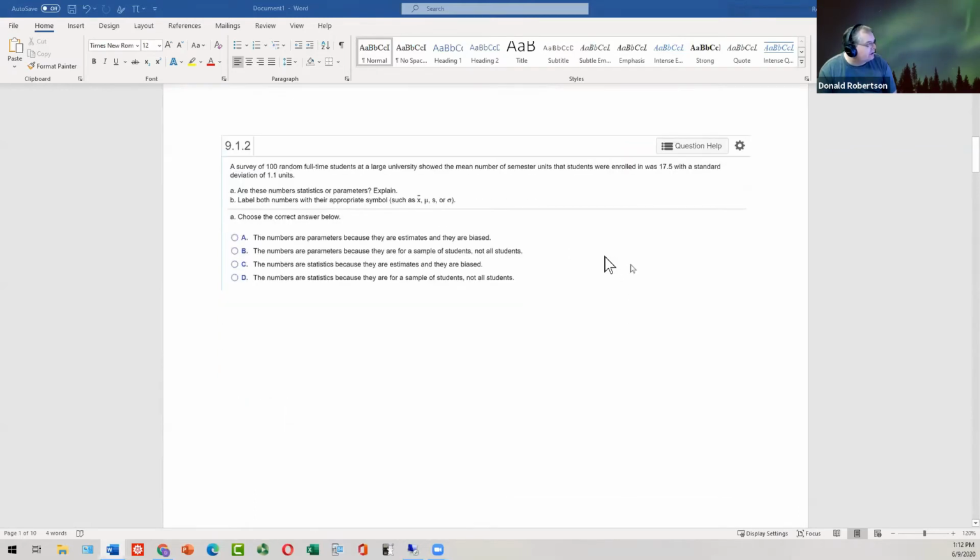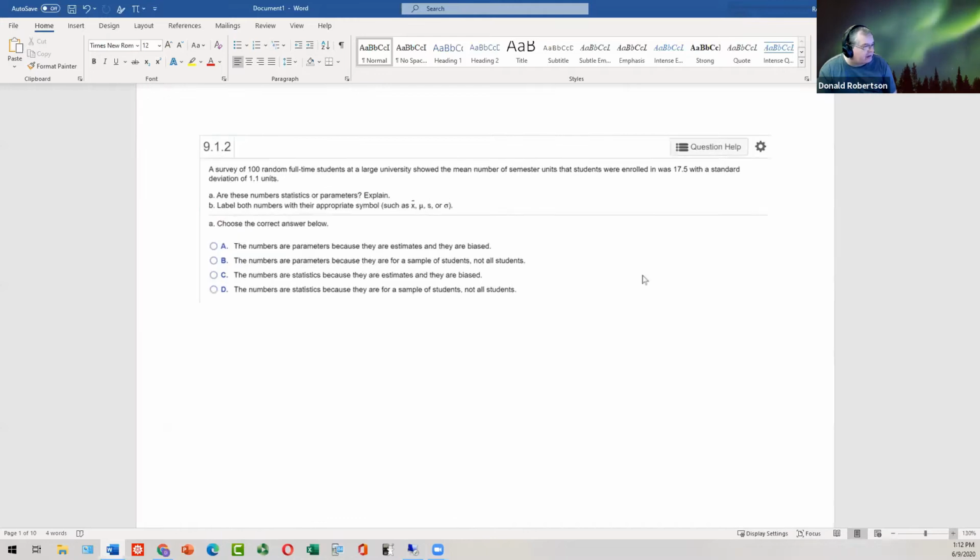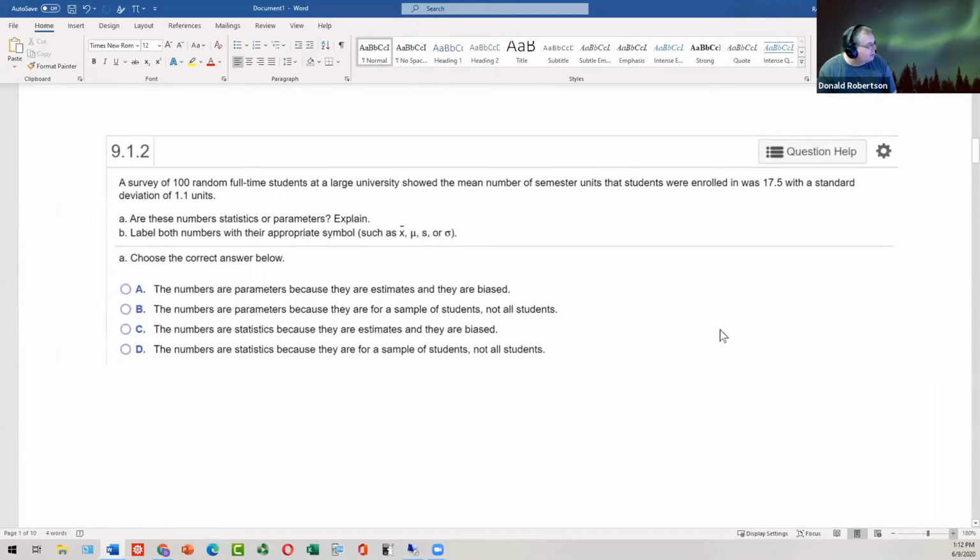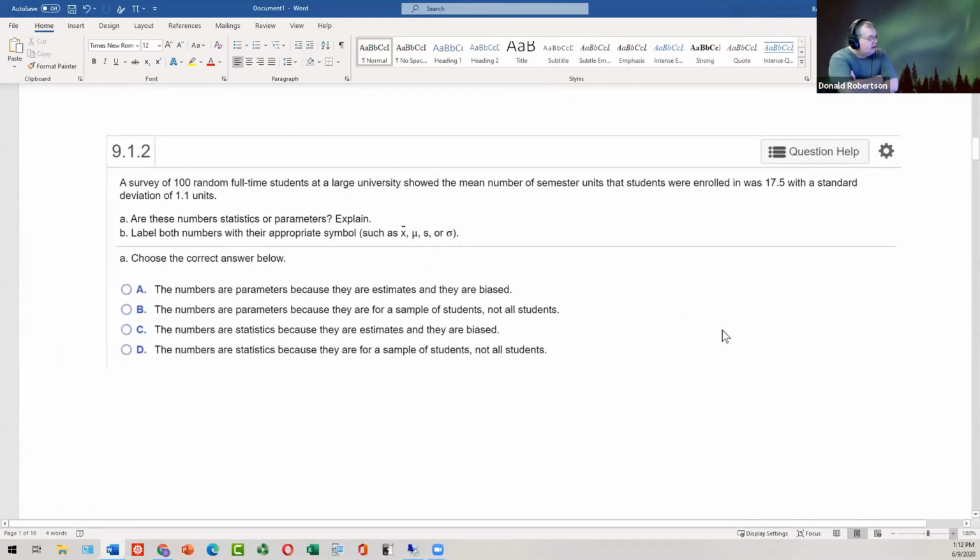Okay, let's look at another question, this one here. Let me make this a bit bigger. That might help you see it. I'm going to read this question, and let's see the difference from the first one. A survey of 100 random full-time students. I already know the answer, I don't need to read any more. That's a sample, right?